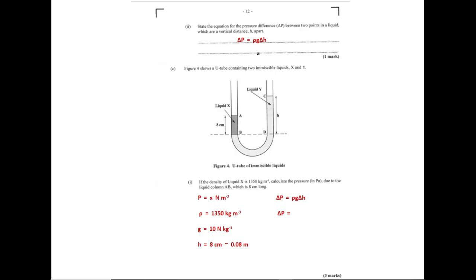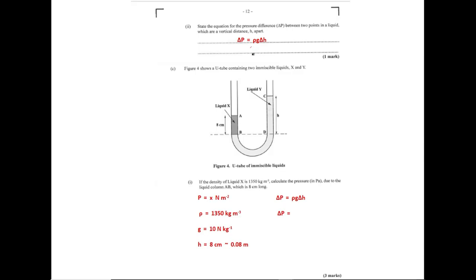State the equation for the pressure difference between 2 points in a liquid which are a vertical distance h apart. And so you would say pressure in liquids is equal to rho g change in height. So change in pressure in fluids, because fluids could be gases and liquids, is equal to rho g delta h. Delta stands for change or difference in, and rho is density, g is the gravity, and h of course is the height.